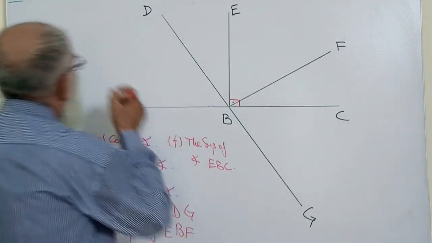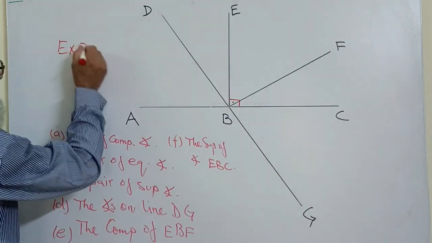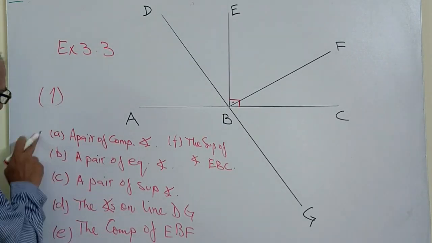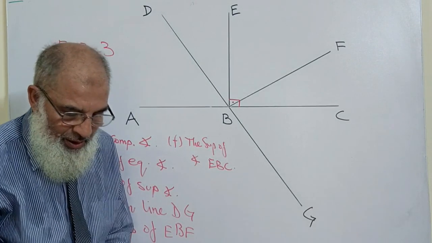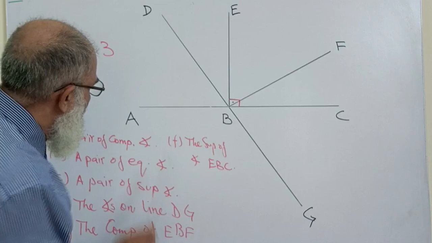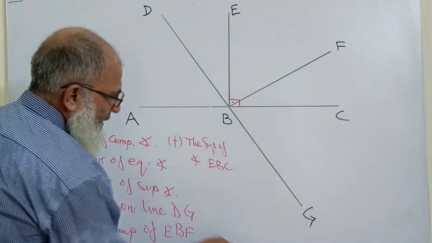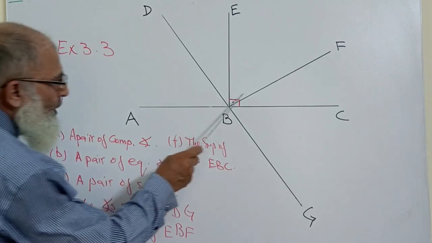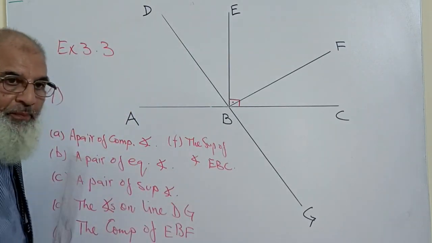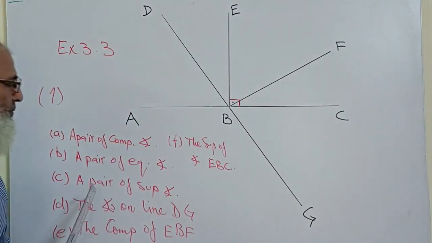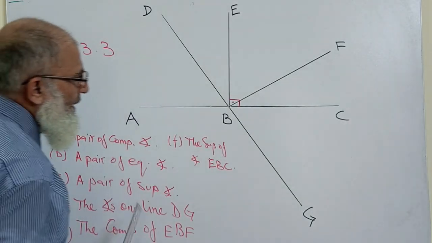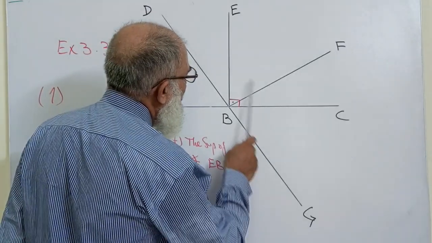Well, students, we are going to start exercise 3.3, and this is question number 1. How many parts? 1, 2, 3, 4, 5, 6 parts. So a figure is given. Now these are all angles: A, B, C, D, E, F, and G. You know I told you about this sign. This is the sign for perpendicular angle or right angle. Now, first of all, in part A, we have to find a pair of complementary angles.